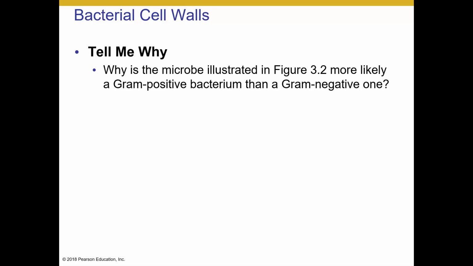Back to the earlier diagram of a bacterial cell. It showed a thick wall and no outer membrane, so it's likely gram-positive. If it had an extra outer layer, it would be gram-negative. Mini check: when you think of gram-positive bacteria, what color do you imagine under the microscope? Answer: purple.